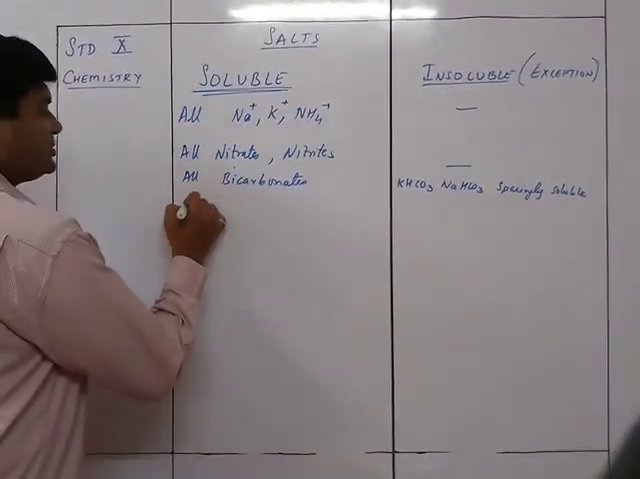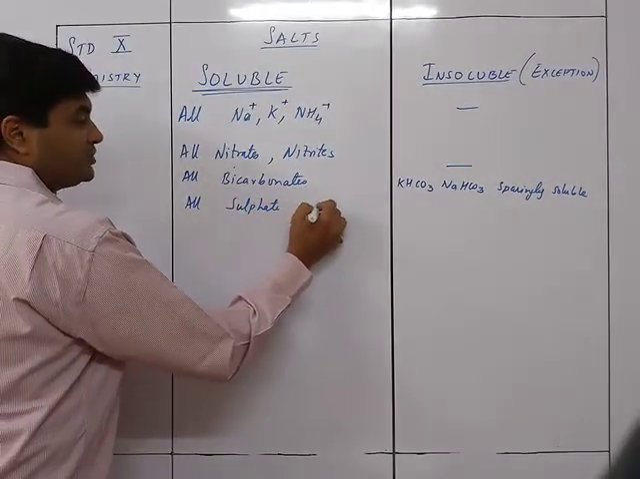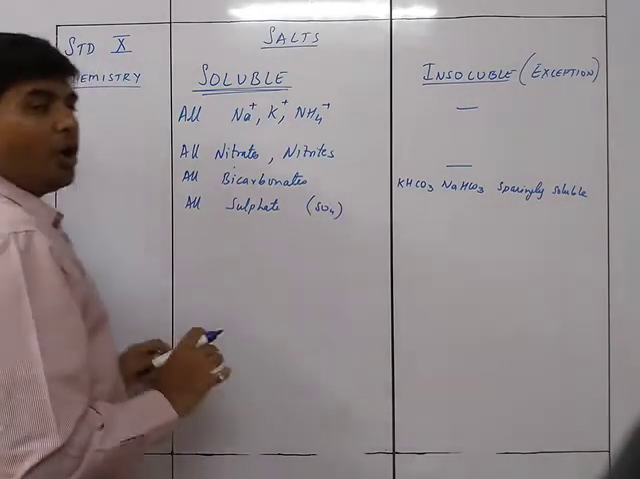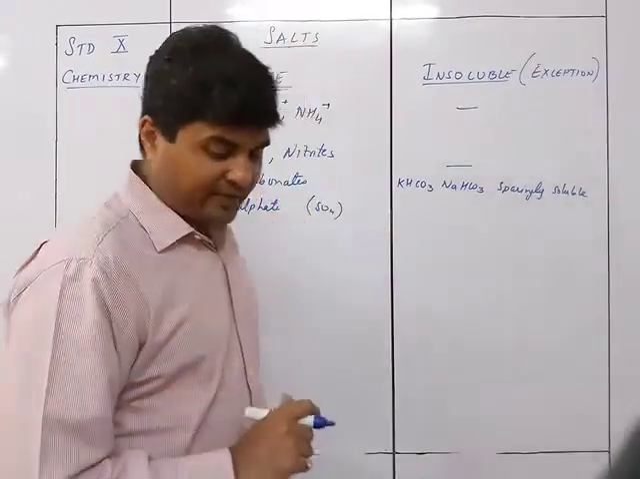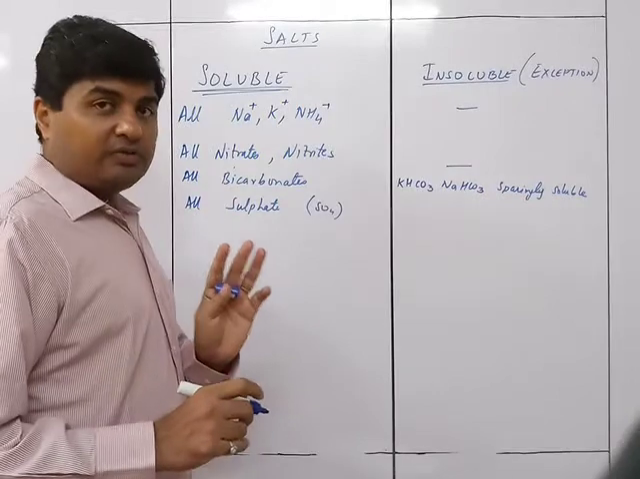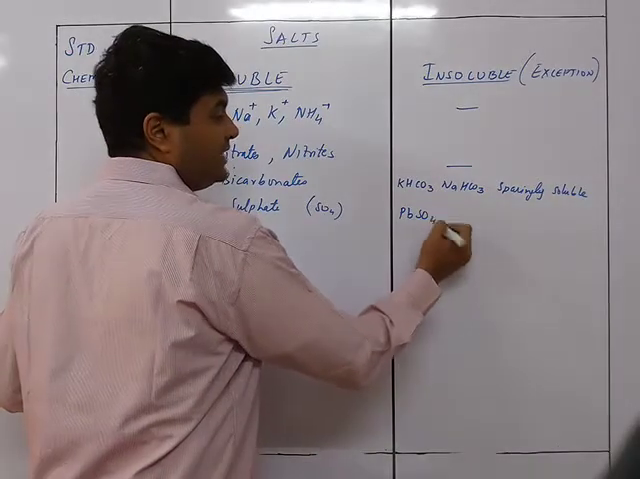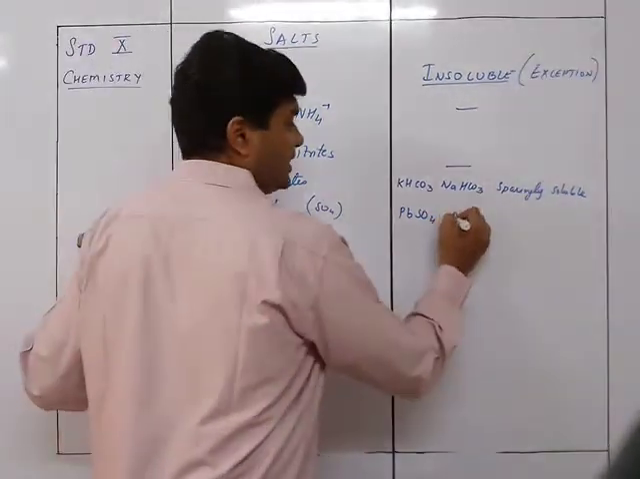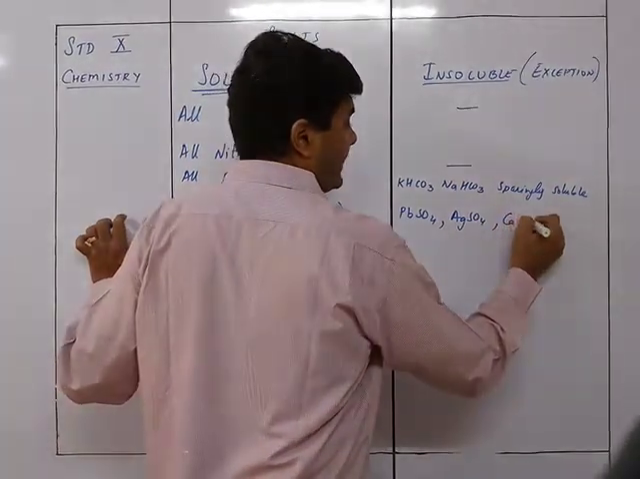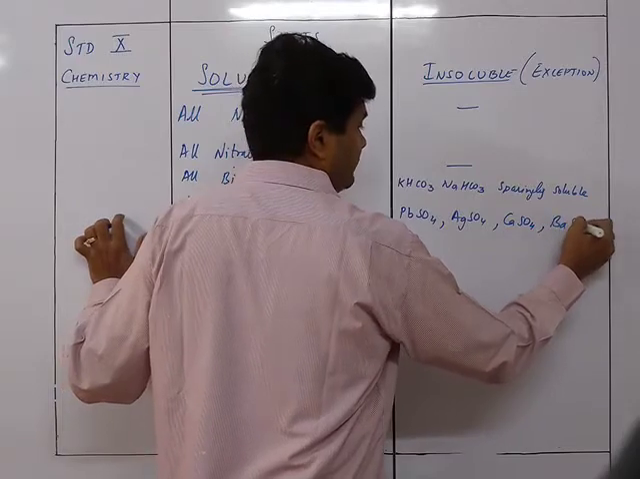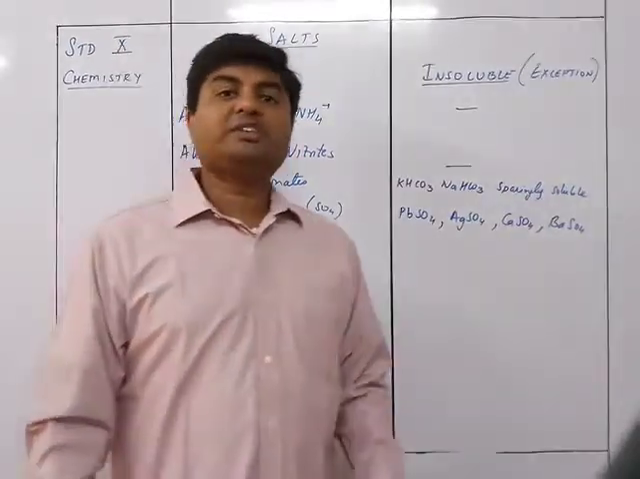Then the next thing is all sulfates, SO4. All sulfates are soluble. If you take any sulfate, it will be soluble. But there is an exception. There are 4 sulfate compounds which will not be soluble. One is PbSO4, lead sulfate. Next is silver sulfate. The next is CaSO4, calcium sulfate, and barium sulfate. These are the 4 sulfate salts which are not soluble.